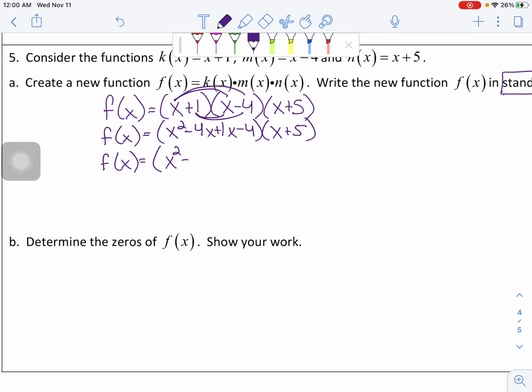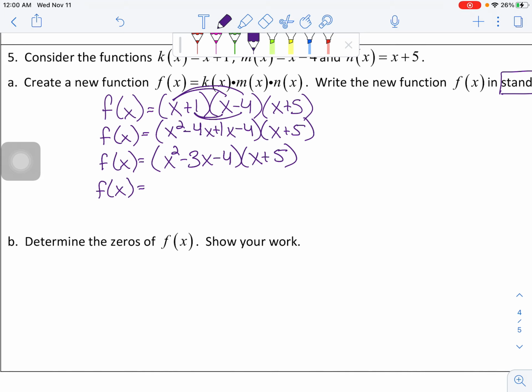So let me combine up some like terms here. Negative 4x plus 1x would be negative 3x minus 4. And then x plus 5 here. And I'm not done multiplying, so I'm going to keep going.